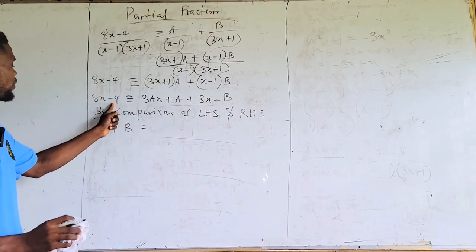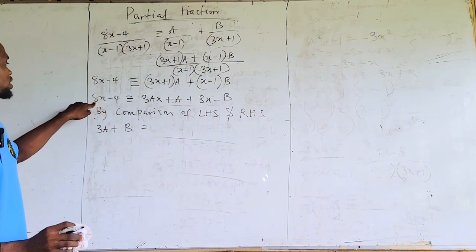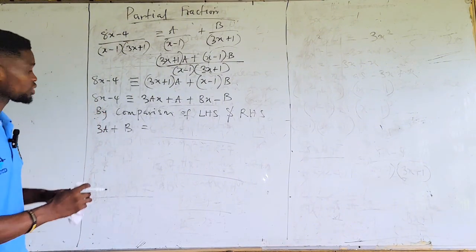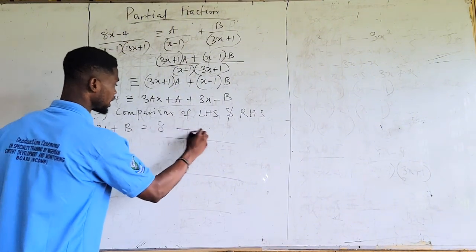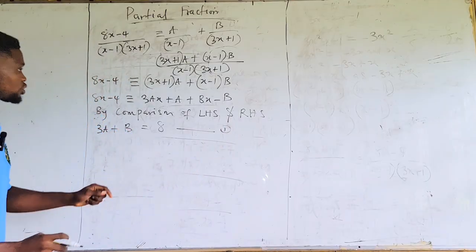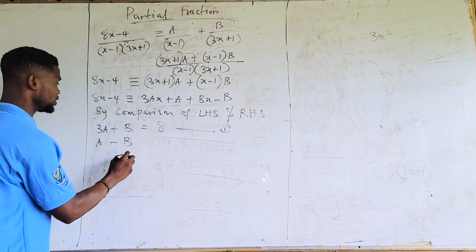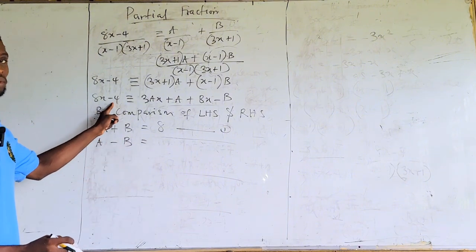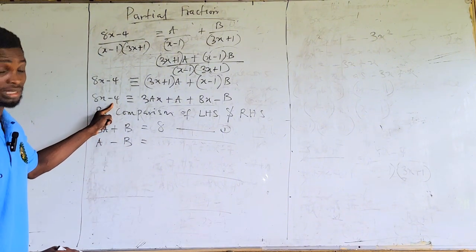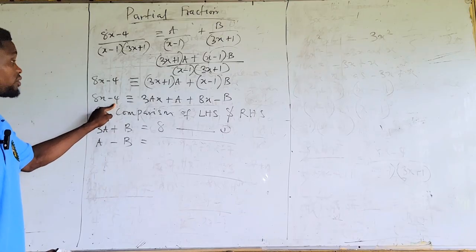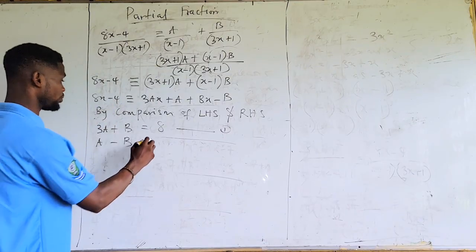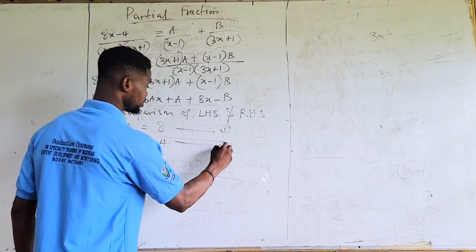Now if we go to our left hand side, where is the x? What is the coefficient of that x? It's 8. So it becomes 8, and call that equation 1. Also we have a and minus b. For the constant, it does not have x, so it's automatically constant. So for the constant, what do you have by your left hand side? That is minus 4. So it's equals to minus 4. Call this equation 2.